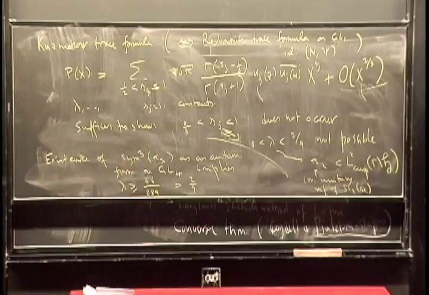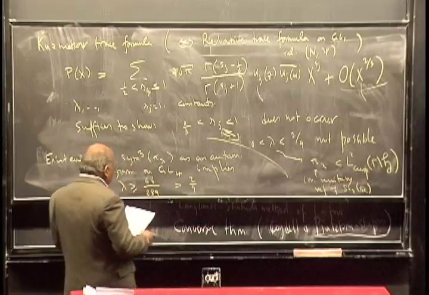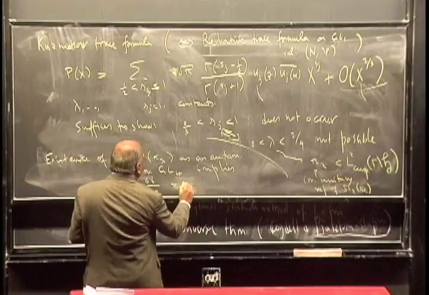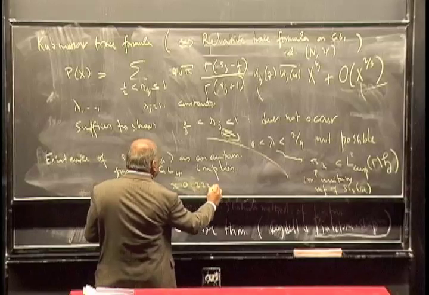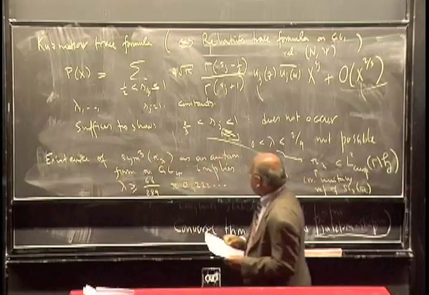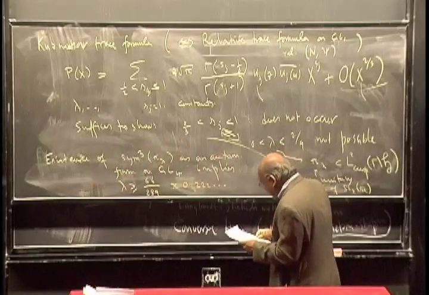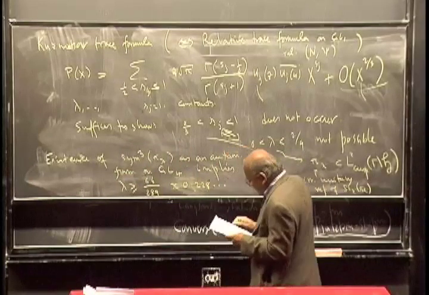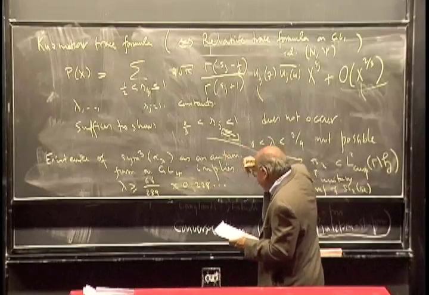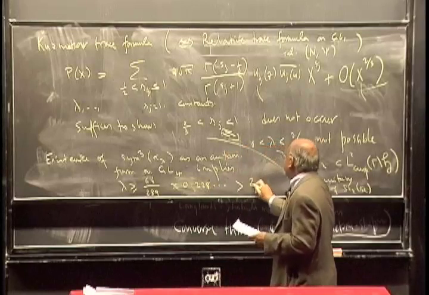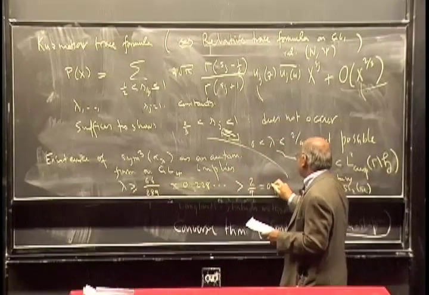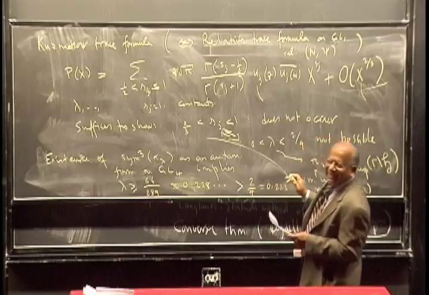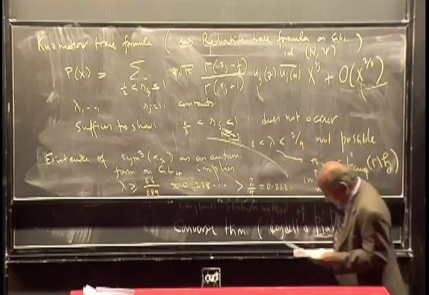So 66/289 is roughly 0.228. I'm sorry, 0.228, that's right. No, I computed it. That's why I'm saying this is roughly 0.228. This is how I know. I had to do this computation. Okay.